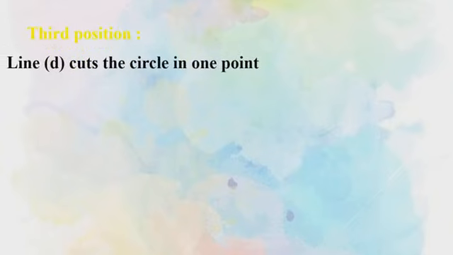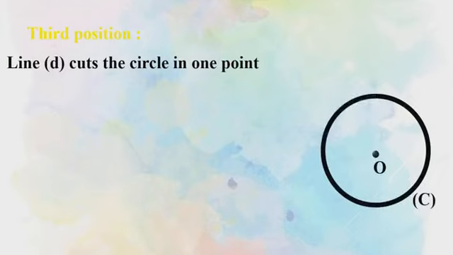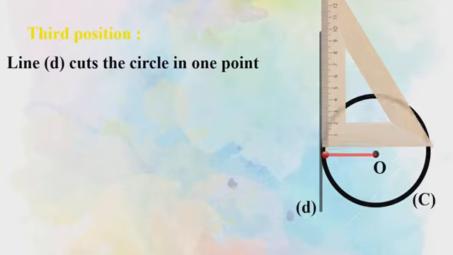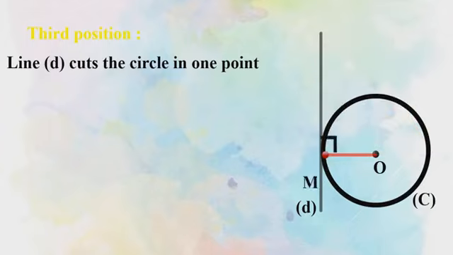The third position. Line D cuts the circle at 1 point. This is the circle C, and this is the center of the circle C, which is point O. This is the line D. It cuts the circle at only 1 point. So the distance from O to the intersection point with the line is equal to the radius.